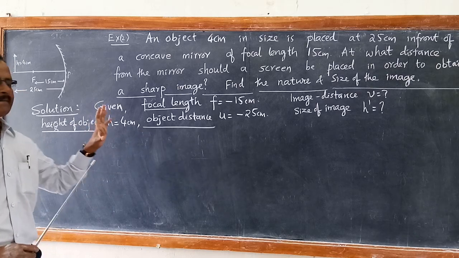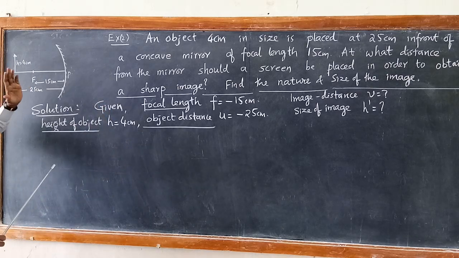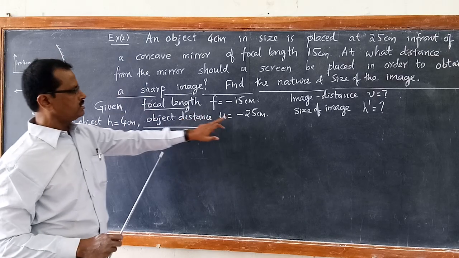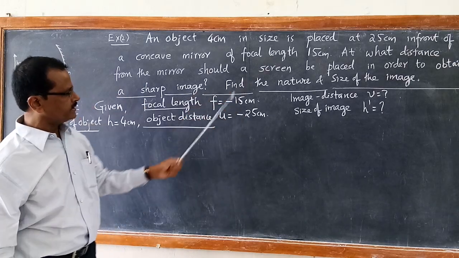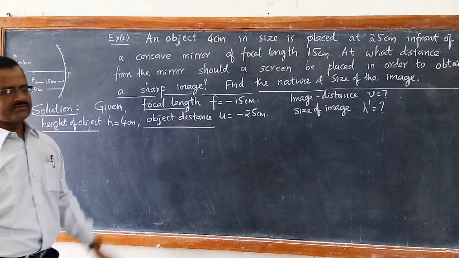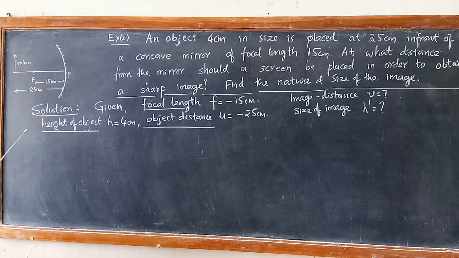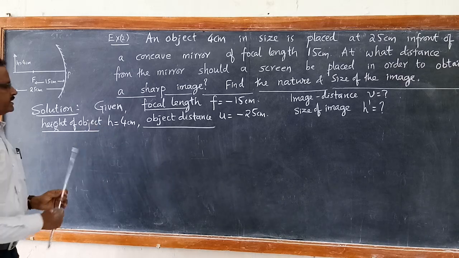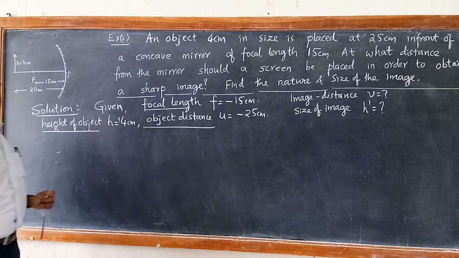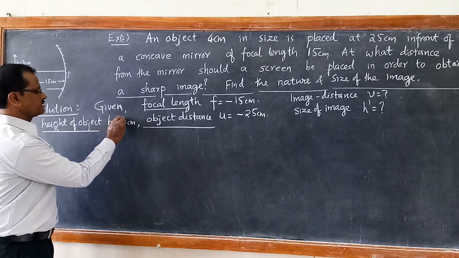Object should be always kept towards left side. So object distance is also negative, and it is given here 25 cm. Object distance is minus 25 cm. One more thing that is given is height of the object. Usually we keep an upright object, straight object, head up, tail down. Its height is plus 4 cm. If nothing is written, it means it is plus 4 cm.